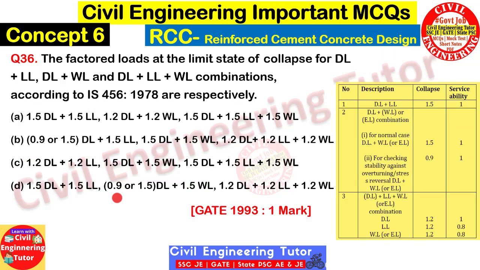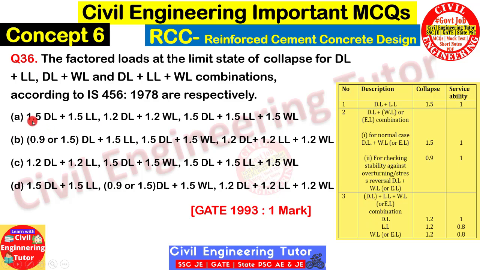Now coming to the next question, question 36. Here this is a theoretical question. They have just asked which is the correct combination of this loading. The factored loads at the limit state of collapse for dead load plus live load, dead load plus wind load, and the combination of all, according to IS 456, are respectively. So which of the combinations here is correct?